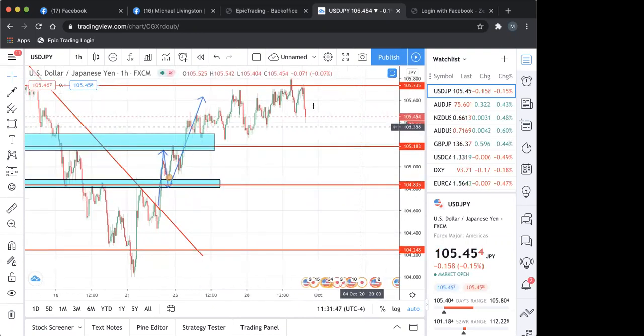Now, once price breaks above here, then I would move my stop loss right about into the middle of this zone, because I know if it comes back into here, then we don't want no part of it.